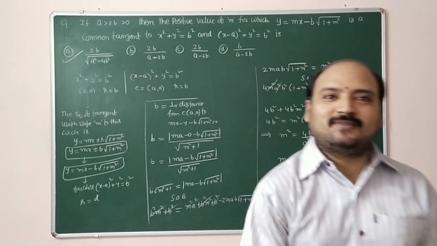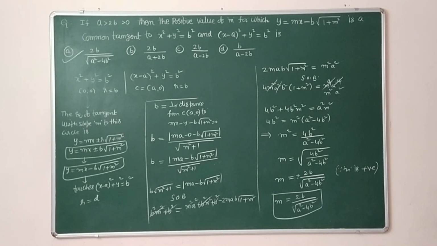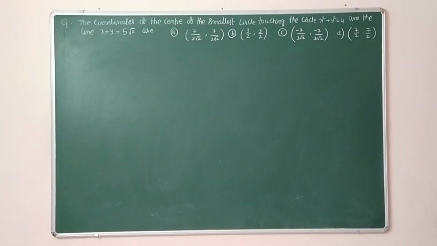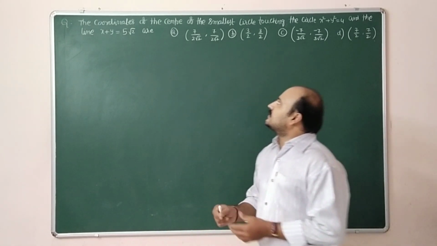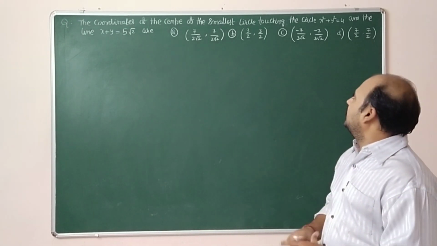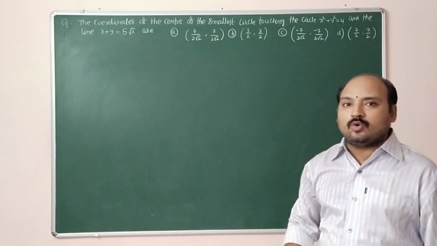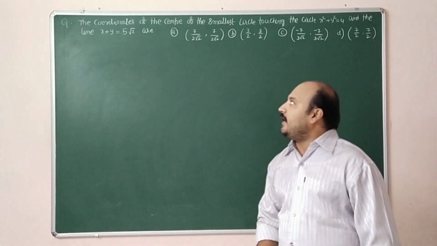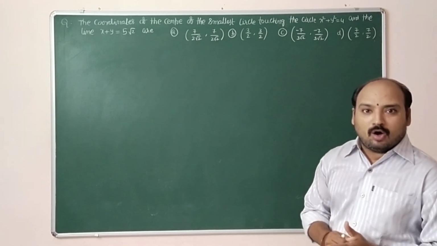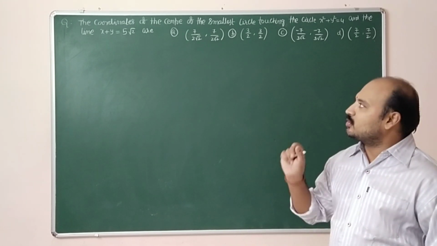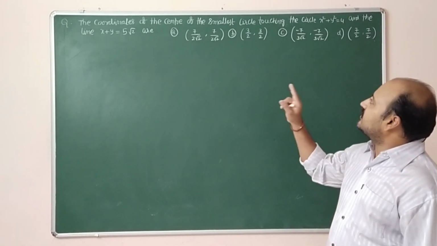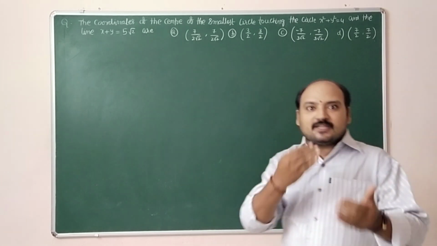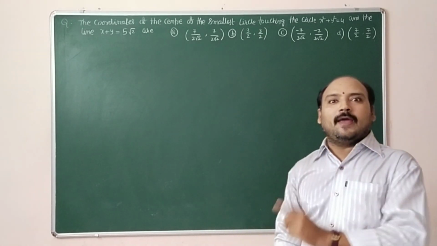We will move to the next question. The coordinates of the center of the smallest circle touching the circle x square plus y square equal to 4 and the line x plus y equal to 5 root 2 are. First, according to the question, draw the rough figure, you will get an idea. The coordinates of the center of the smallest circle which touches the given circle and also the line.